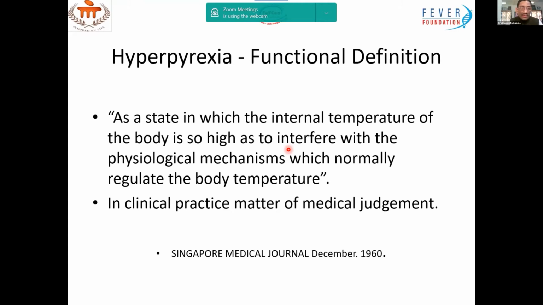So according to this author, it should be a functional definition, and in clinical practice, it is a matter of medical judgment. We cannot wait for the magical number of 106 to initiate treatment. Whenever in our clinical judgment we feel that this temperature is deleterious to the host, we have to intervene using all our available methods.